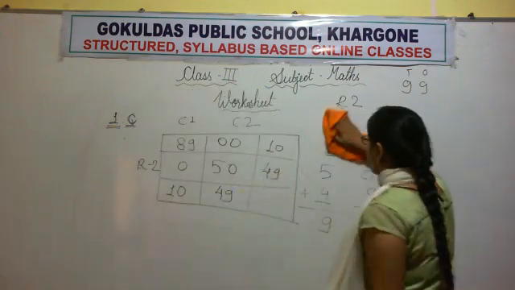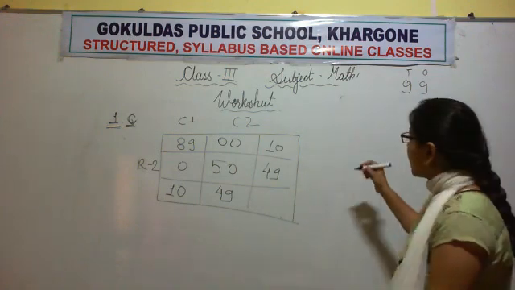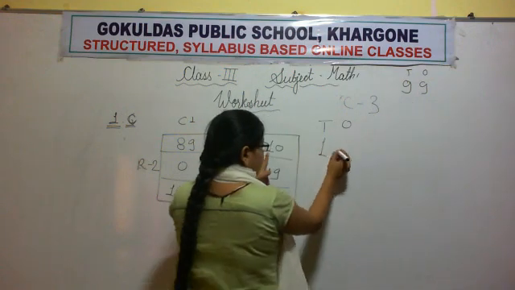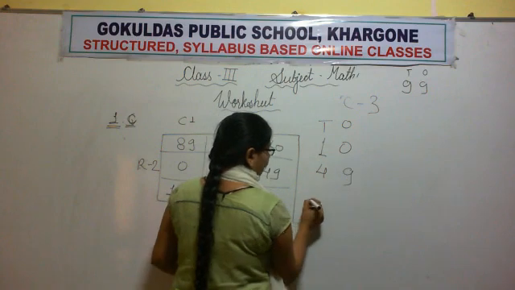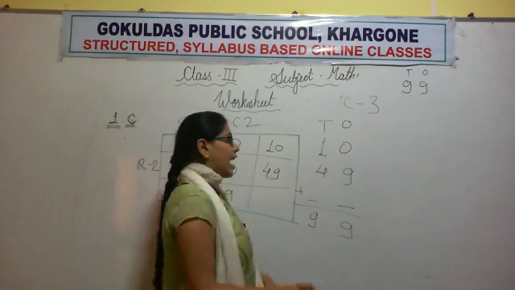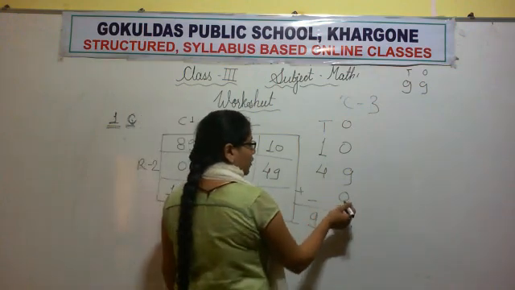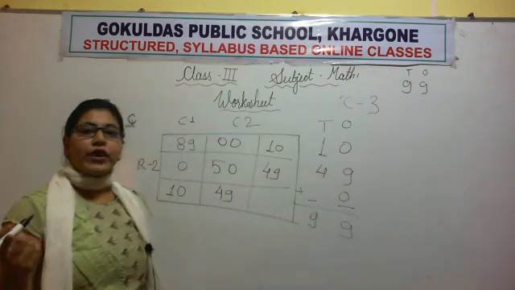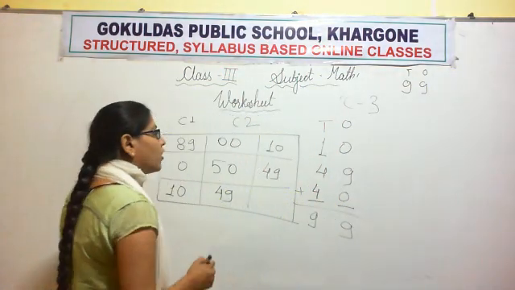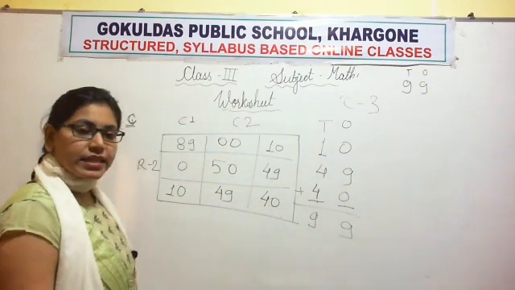Okay. Now the last one, column 3. The first number is 10. The second number is 49. The third we have to find out, and the sum is 99. So 0 plus 9 is 9. So no need to add any number. So we will write 0. 1 plus 4, the successor of 4 is 5. And when we add 4 to the 5, we will get 9. So 4 tens and 0 ones is 40. So the number is 40.